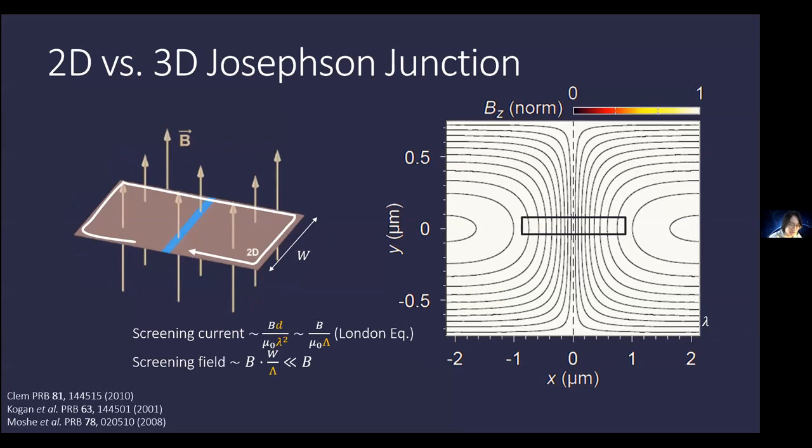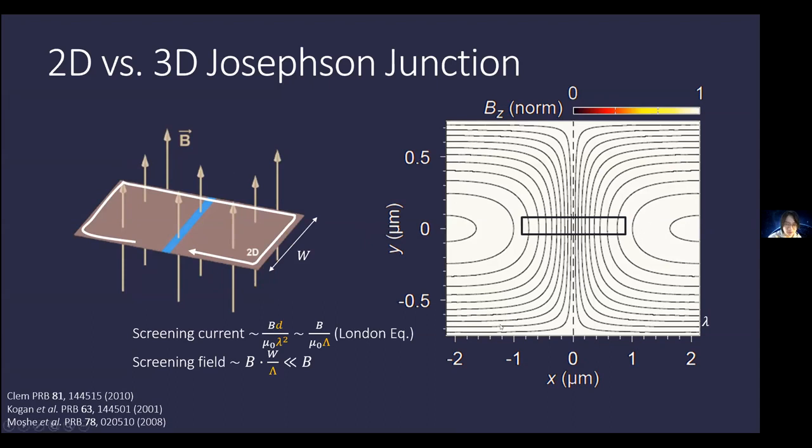However, in the 2D limit, although the magnetic field will still induce a circulating current around the edge of the sample, the magnetic field generated by these currents is negligibly small, and effectively the magnetic field will penetrate the entire superconductor almost uniformly.